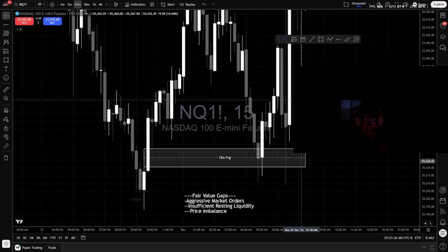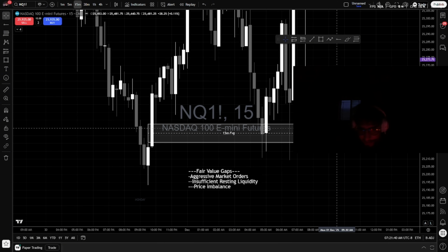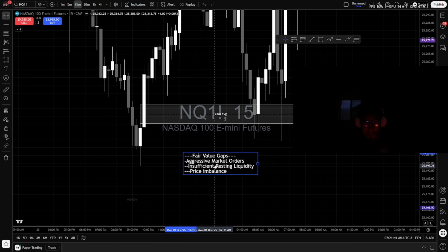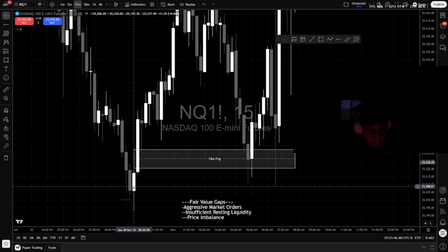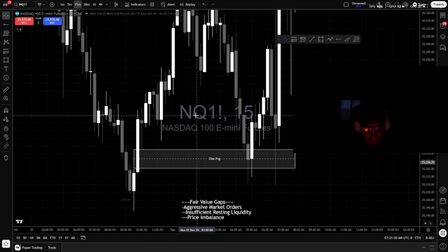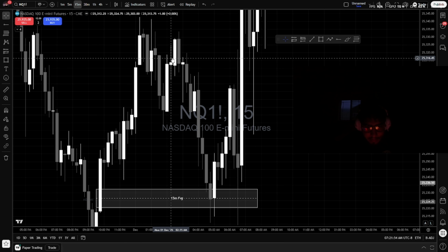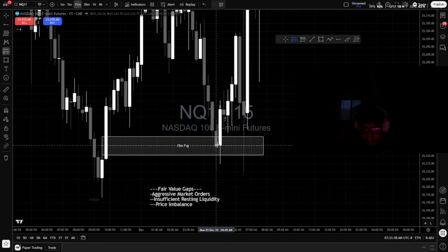Alright, so this would be an example of a higher time frame fair value gap that actually does hold, and it is a higher probability fair value gap. As you can see, this is on the 15-minute. Price quickly expands towards the upside, and we leave a fair value gap right here. Price comes, mitigates, drops down, and actually respects the fair value gap right here on the upside.